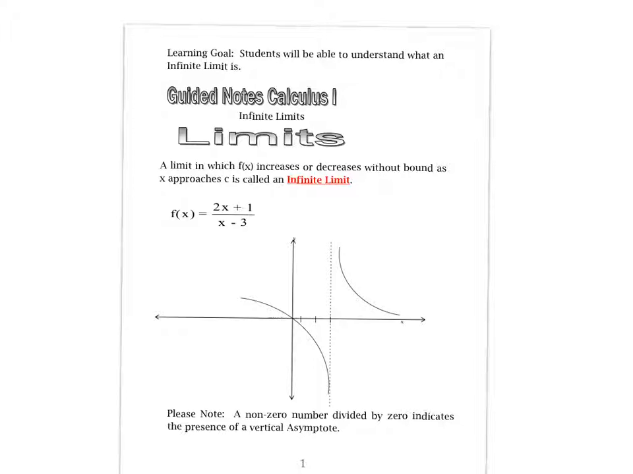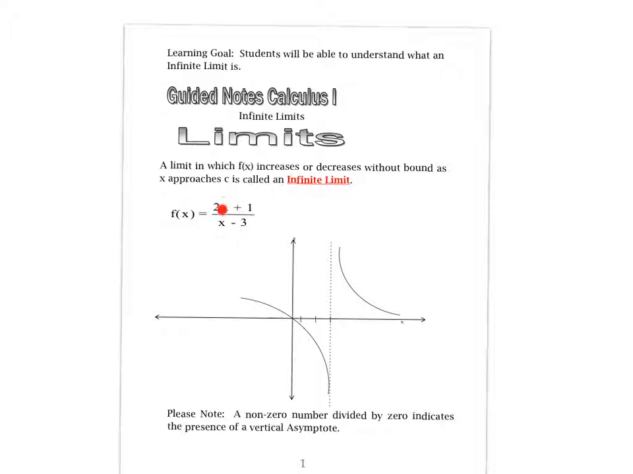But basically, infinite limits is just when the function is going up and up and up forever, or down and down and down forever. And this is an example of that. You can see right here where x equals 3, the graph starts to go down and down and down forever. And then coming from the right, it's going up and up and up forever. It's basically anytime you have a non-zero number, any number besides 0, divided by 0, that indicates the presence of a vertical asymptote.